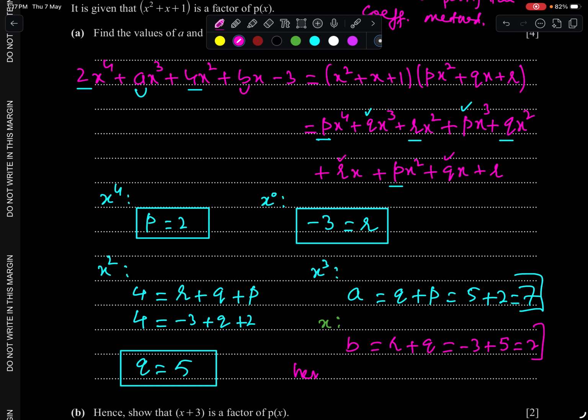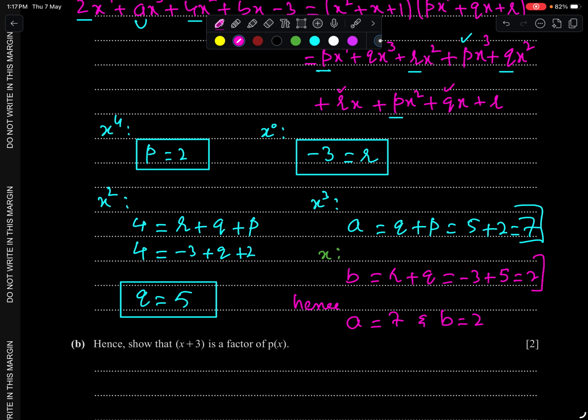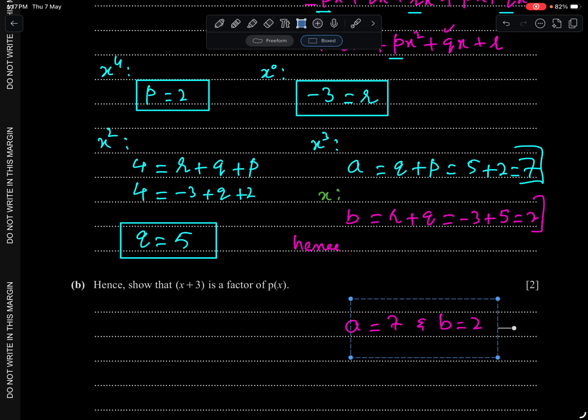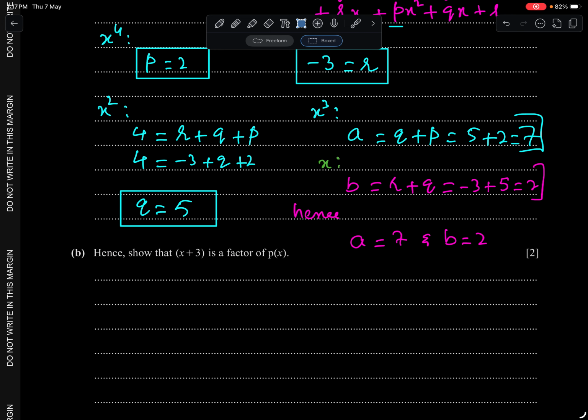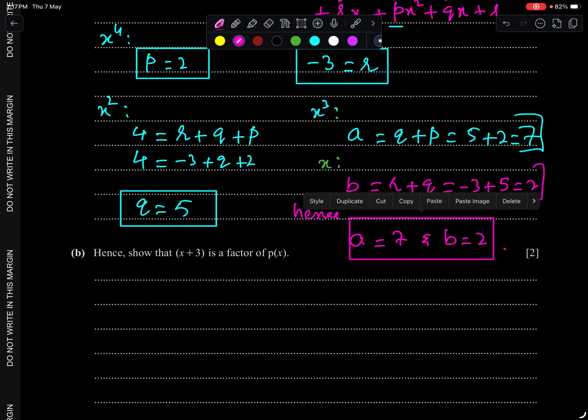Hence the values of A and B are 7 and 5, 7 and 2 respectively. See, a lot of algebra is required. Also do it very carefully. Great concentration is required to avoid careless mistakes.